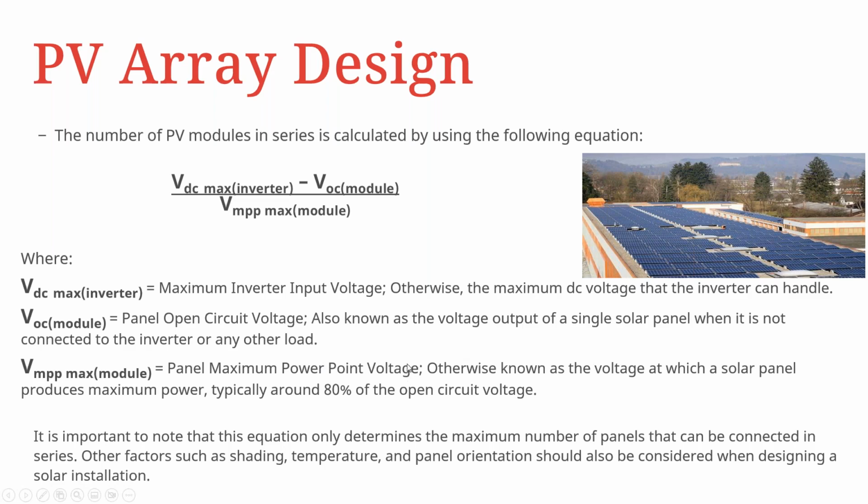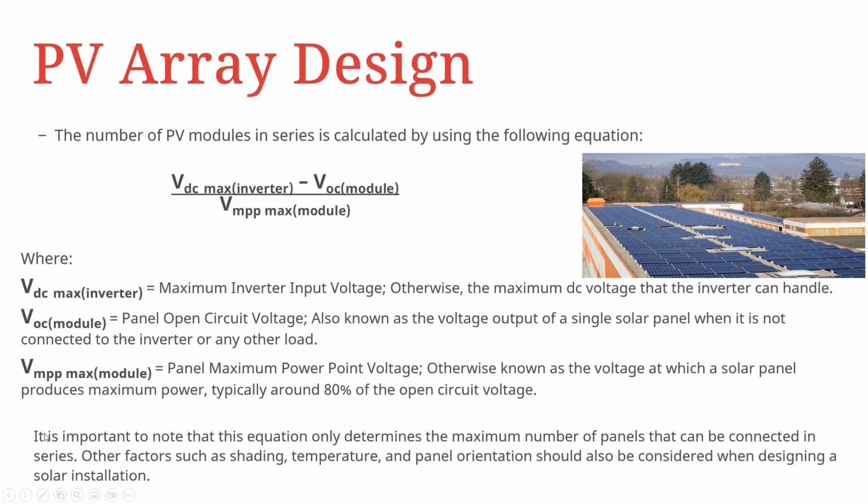So you can connect a maximum of 22 of this panel to an inverter with a maximum input voltage of 1000 volts. So that's basically what this equation means. So with this, it already gives you, as a design engineer or installer, an idea of the maximum number of solar panels or modules that can be connected per string.